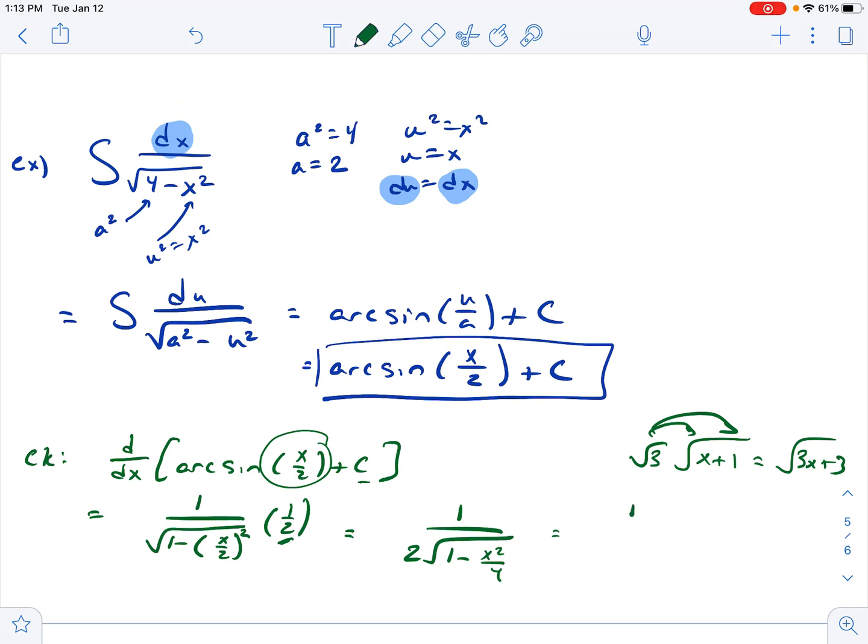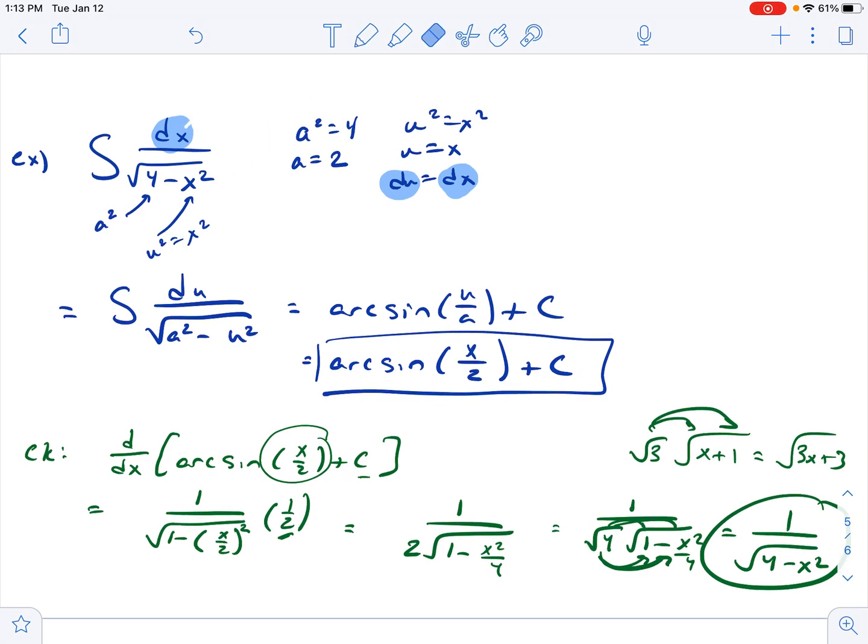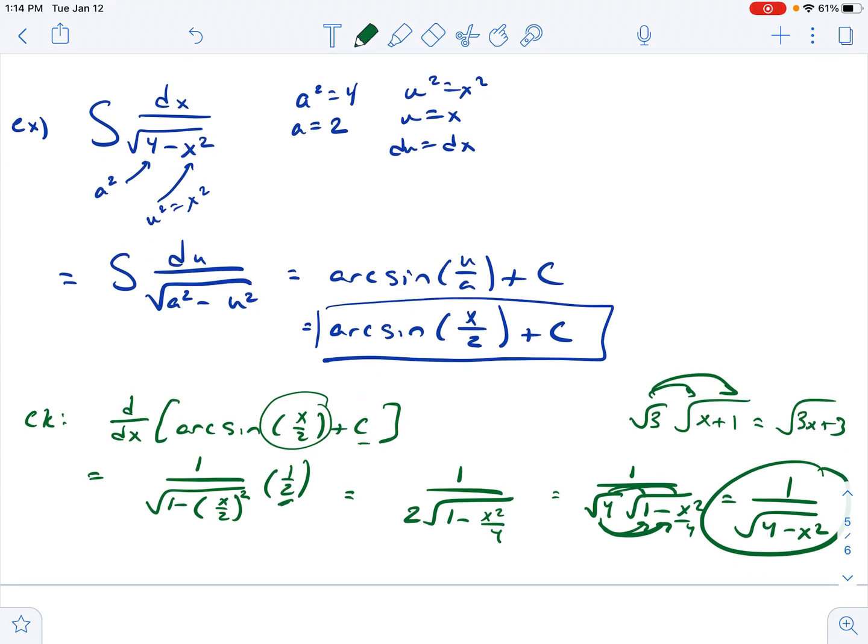I got to rewrite 2 as the square root of something. Well, 2 is the square root of 4, isn't it? Now I can distribute the square root of 4 in. 4 times 1 is 4. 4 times x squared over 4 is x squared. Sure enough, I got back exactly what I started with, okay? So again, these are going to be tricky. It's going to take some practice, but let's go through a few examples, and hopefully you'll get the hang of it, okay?